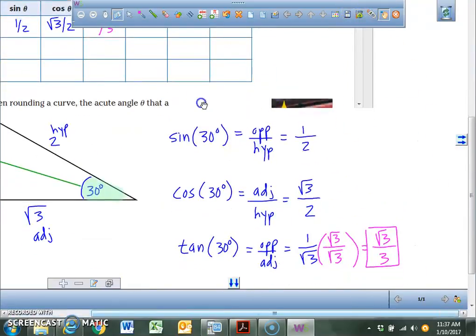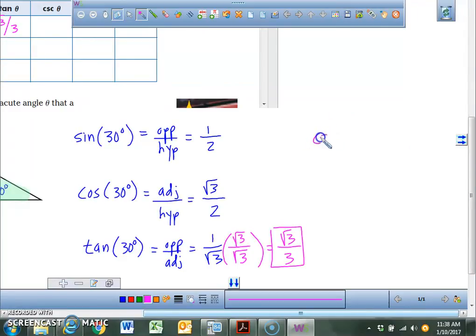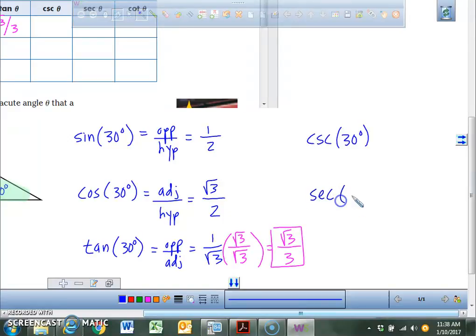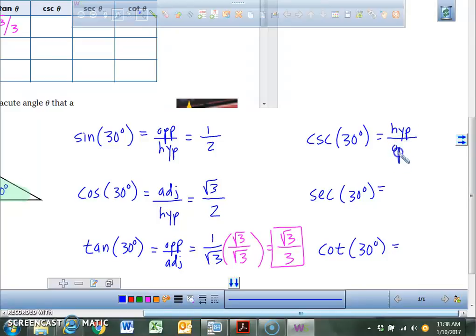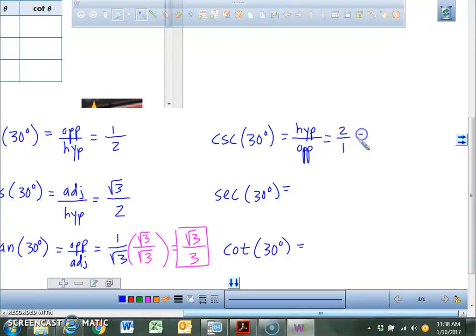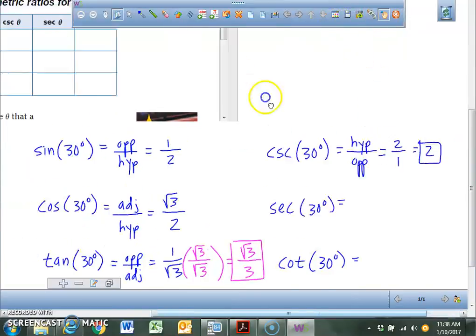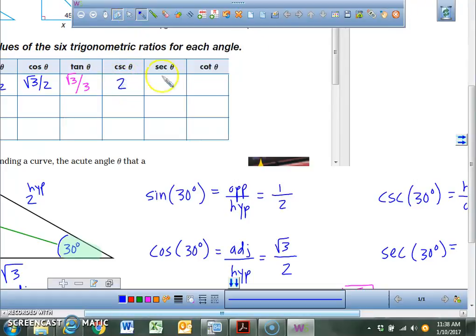Let's keep moving forward. What are the next three that we're going to do? Let me change colors here. The cosecant of 30, we're going to do the secant of 30, and we're going to do the cotangent. You said the cosecant is what? The cosecant is hypotenuse over opposite. Very good. This one's pretty easy. It's what? 2 over 1. That's just 2. That's easy. Let's go over here. The cosecant of 30 is 2.